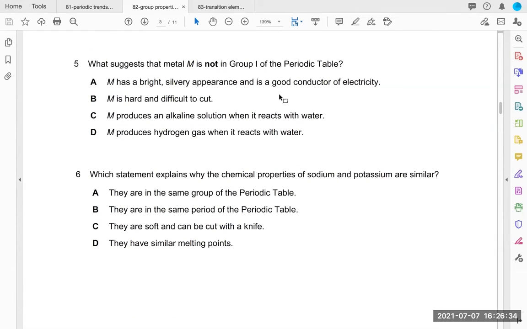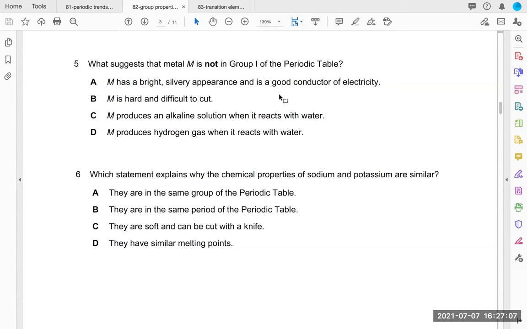All right, what suggests that metal M is not in group 1? Okay, so what are the properties of metals? In group 1 especially, they're soft metals. So they have low density, they float on water. When they react, they make alkaline solution. They are easy to cut. They have silvery appearance, shiny appearance. They are good conductors of electricity, which is for most metals, it's true. But for group 1 in particular, they're soft, they are easy to cut, they form alkaline solution with water.